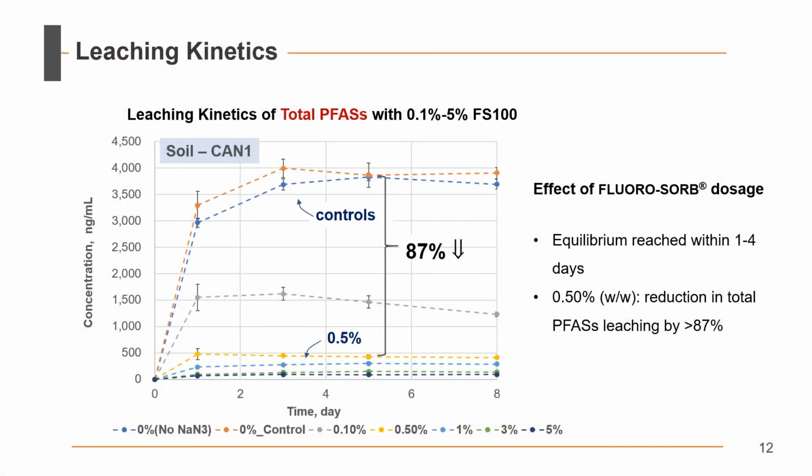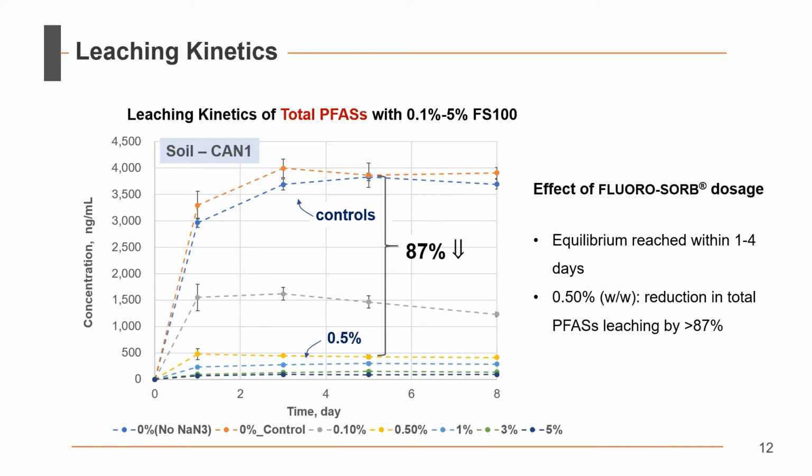Now let's look at the kinetics. Right now we're still trying to figure out what would be the best condition to test these materials. The top 2 lines are just the control, where there was no sorbent. Soil plus water, you shake, and see how much PFAS can come off the soil. It takes about 1 to 4 days to reach equilibrium. And the other lines on the bottom are the ones in the presence of the FLUORO-SORB 100.